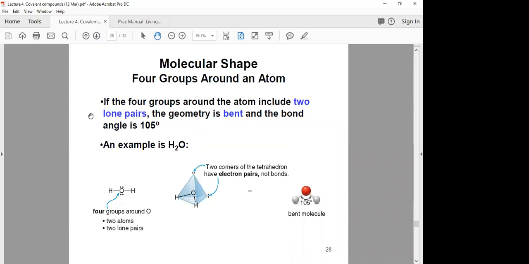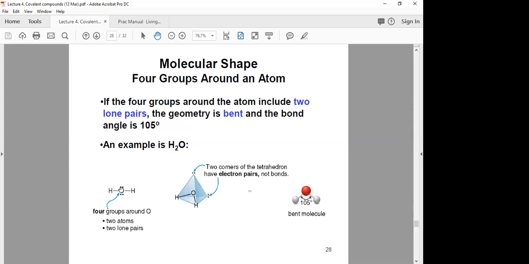Okay, and one more example, I think. If the 4 groups around the atom include 2 lone pairs, then the geometry is still that of a tetrahedron, but the molecular shape is more accurately described as being bent. So once again, we have that compression of the tetrahedron, and the bond angle's a little bit sharper again at 105 degrees. Classic example of a bent molecule is water, H2O.